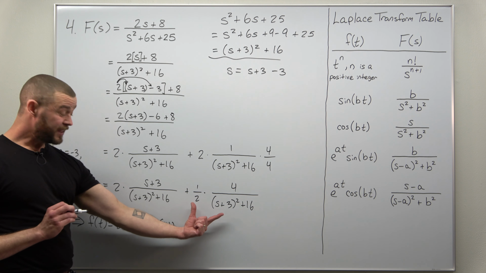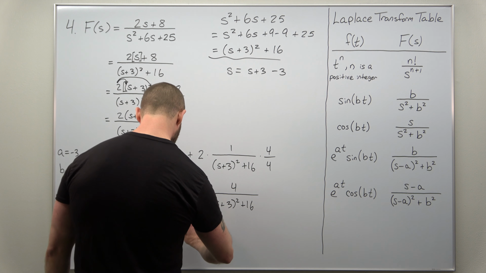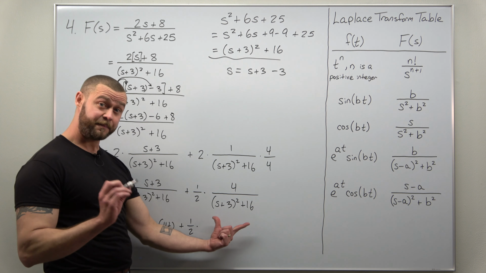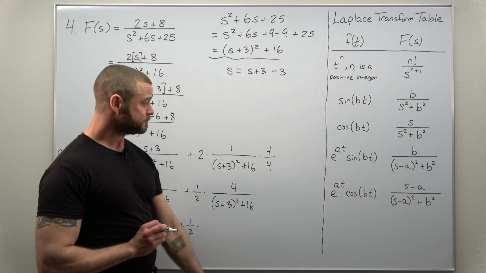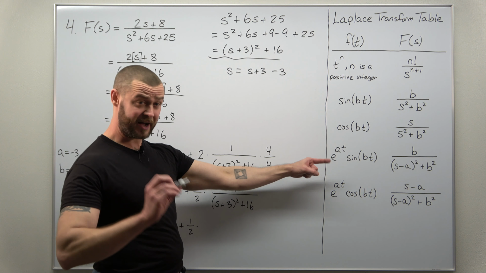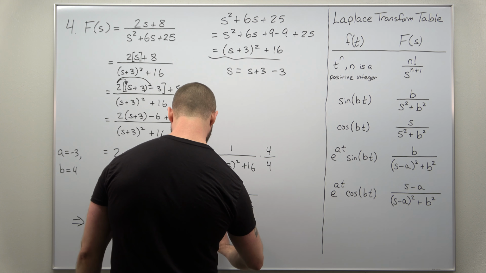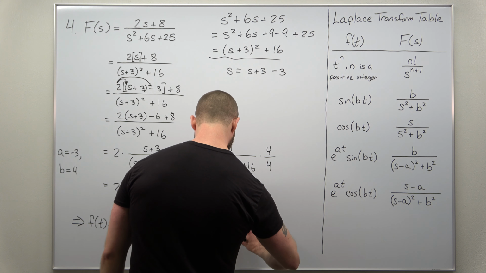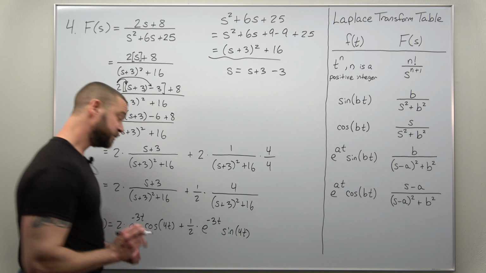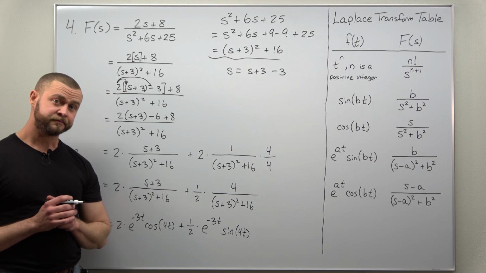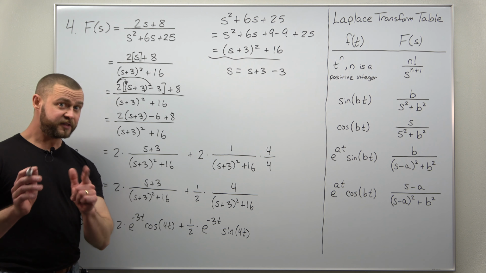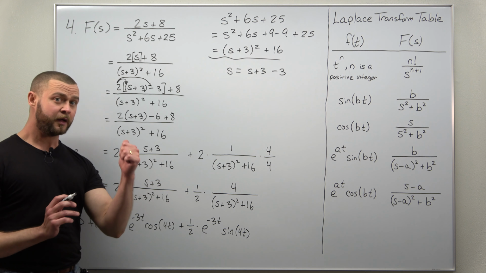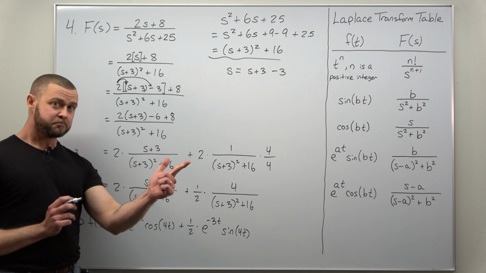All right, and the last fraction, we have a factor of 1/2 out front. And now this fraction, that's going to match exactly the exponential sine term. So 1/2 e to the -3t times sine of 4t. And that's it for this one. Again, most of the work is here, algebraic manipulations, multiplying by 1, and adding 0.